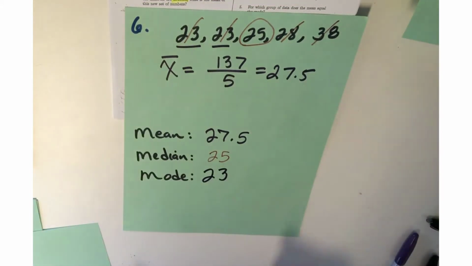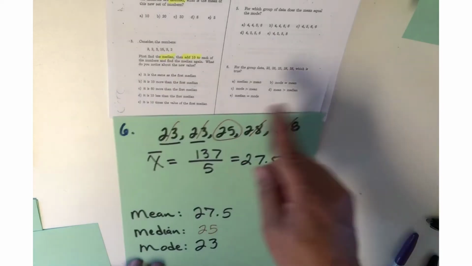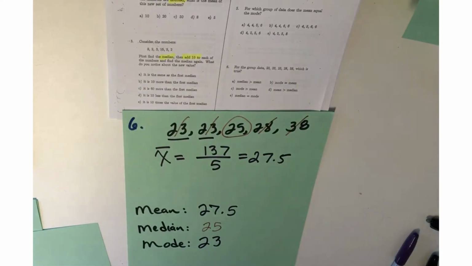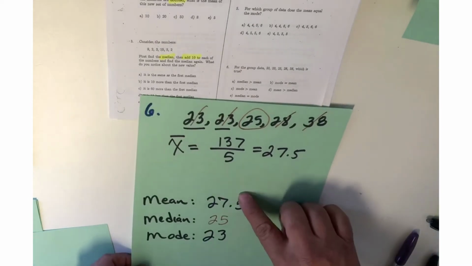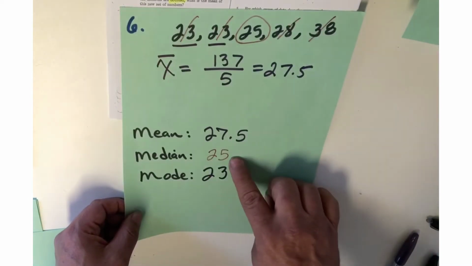Now that you have all three of them, go take a look at the answers and see which one of those will be correct. And of course, you're going to see letter D, that the mean is greater than the median. 27.5 is greater than 25. Easy stuff, right?